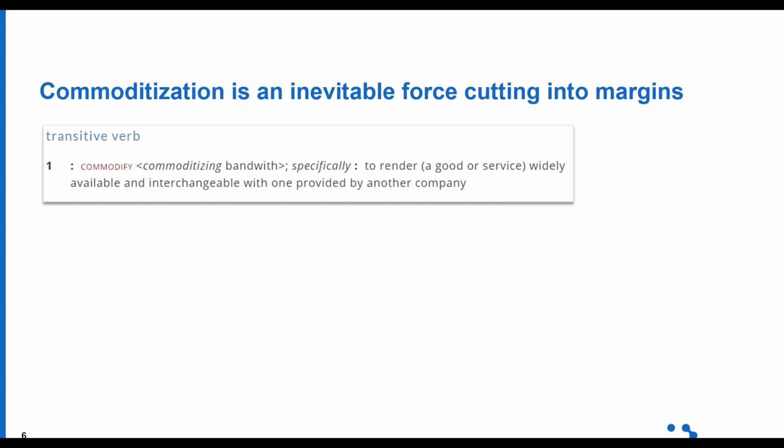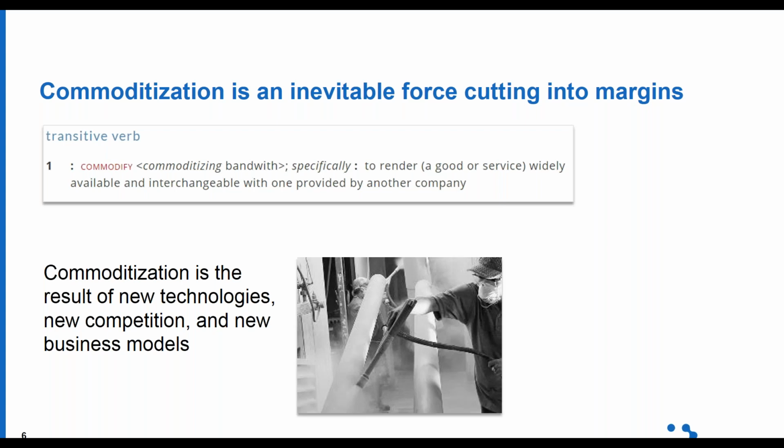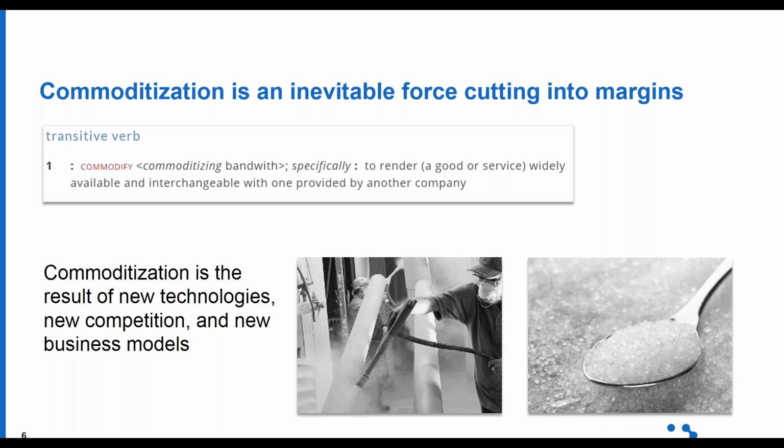The first pressure is commoditization. Now, Webster defines commoditization as the process by which a good or service becomes interchangeable with one provided by a different company. This can be the result of new technologies, new competition, new business models. And really what it means is that there's a loss of differentiation and typically a loss of margins. And this can happen both to more advanced materials like coatings, as well as very basic materials like sugar.